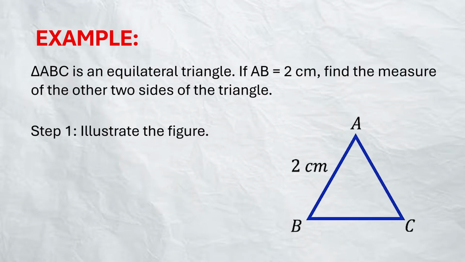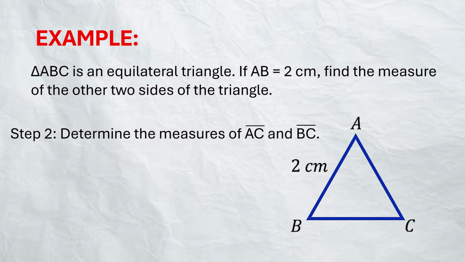Next, triangle ABC is an equilateral triangle. So if AB or side AB is 2 cm, find the measurement of the other two sides of the triangle. So based on the given, triangle ABC is an equilateral triangle, and AB has a measurement of 2 cm. So if we illustrate it, it will become like this. Step 2, determine the measurement of the line segment AC, which is this one, and the line segment BC, which is this one. Take note that triangle ABC is an equilateral triangle.